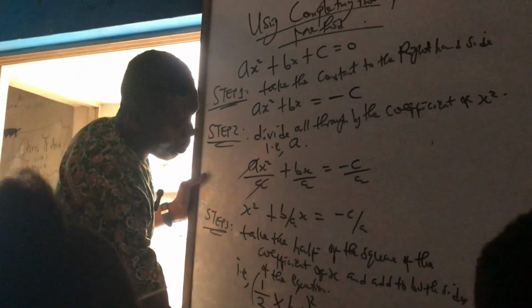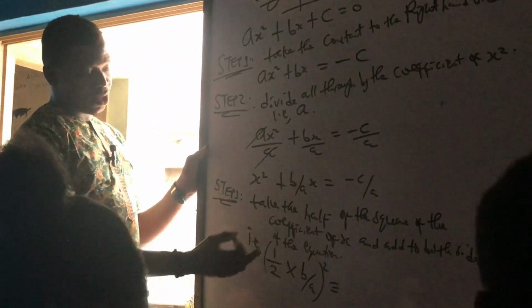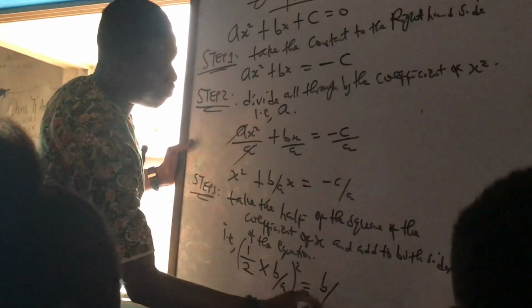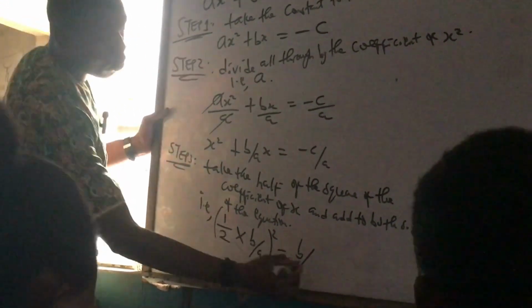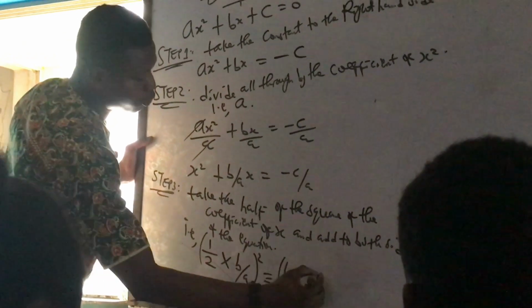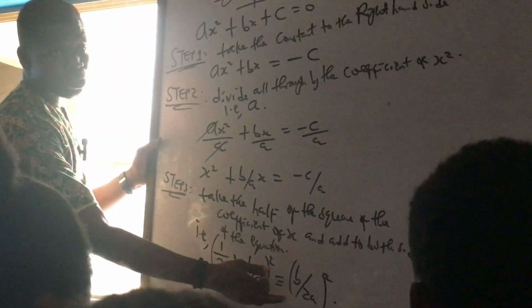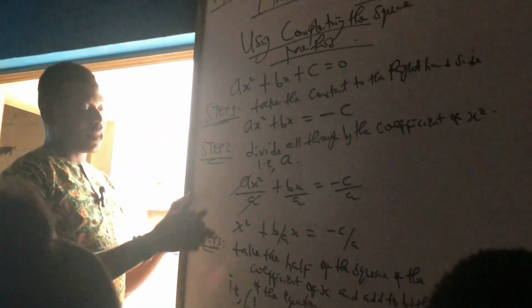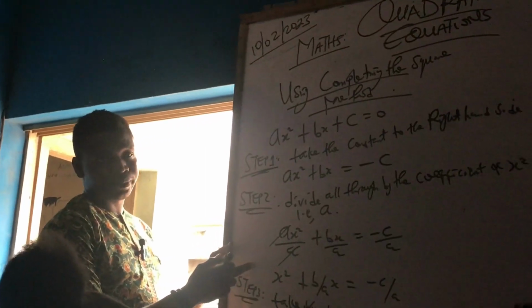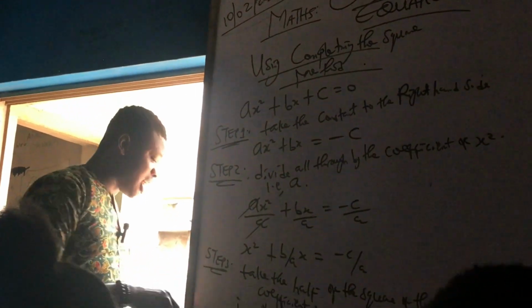So let's express the brackets. 1 times b will be b over 2 times a. The denominator will be 2a. Still squared. So this is what we are to add to both sides of the equation in step 2. So let's add that.